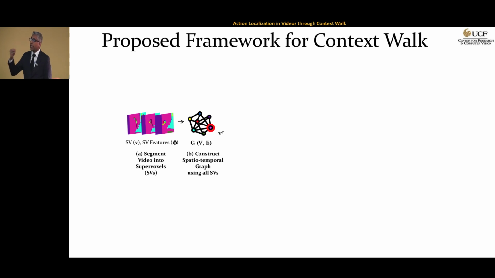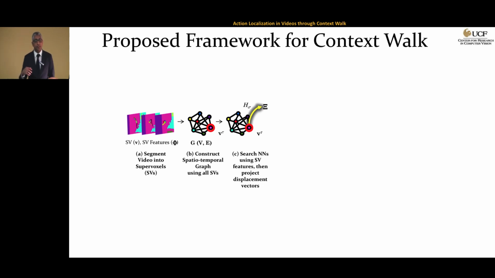So we select a node, and then we use that particular node and its features to retrieve k nearest neighbors from our composite graph that we built in our training videos. So we come up with these nearest neighbors, and using those nearest neighbors, we project displacement vectors onto our testing graph. So these displacement vectors are telling us that given these features, given this location in our testing video, where do we think the action is in space as well as time of that particular testing video.